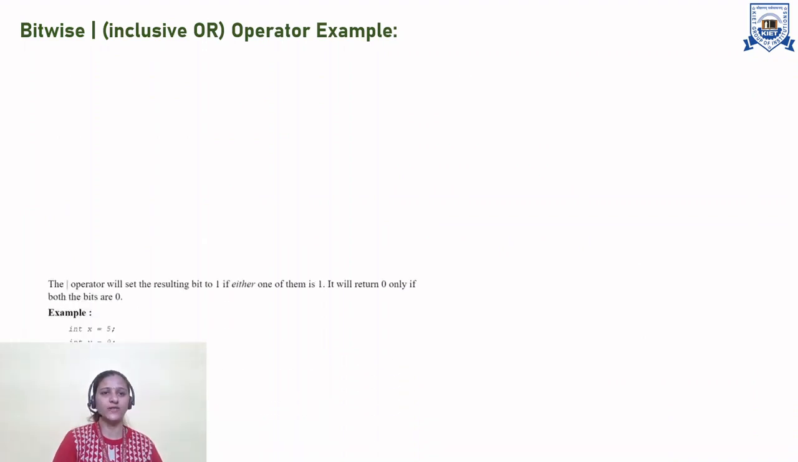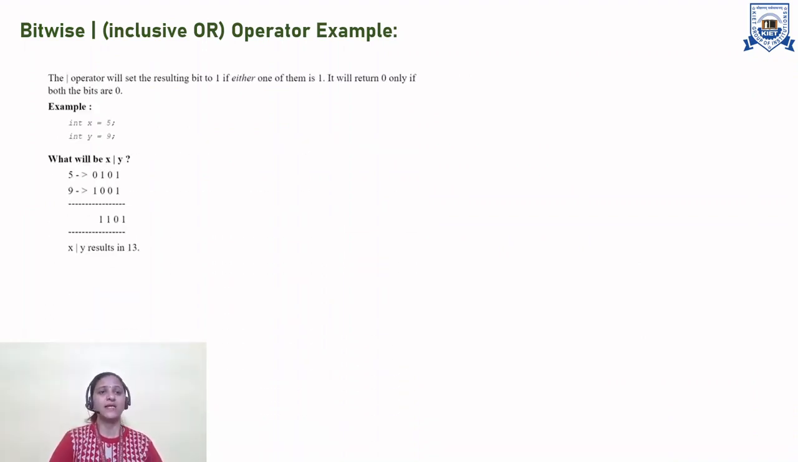Now the inclusive OR. As we are aware, this operator will set the resulting bit to 1 if either one of them is 1. It will return 0 only if both the bits are 0. As any one of the conditions is 1, it will return 1. So here we took the example x equal to 5, y equal to 9.